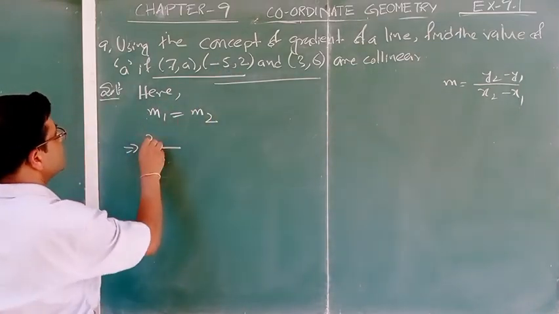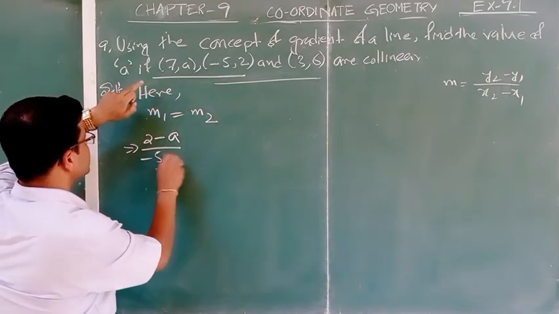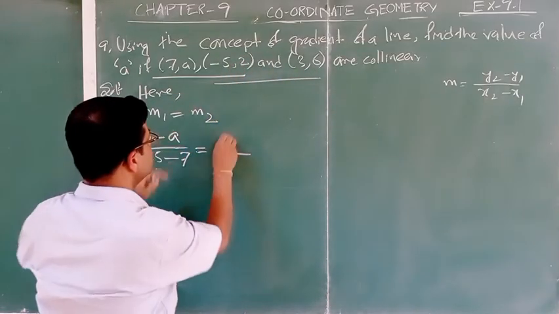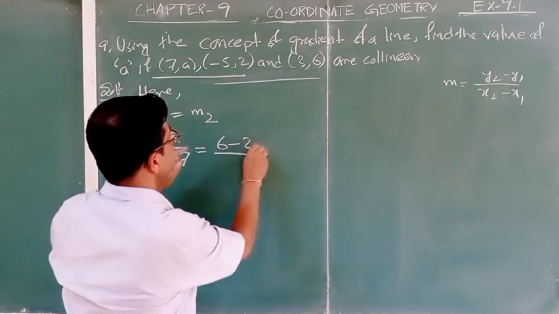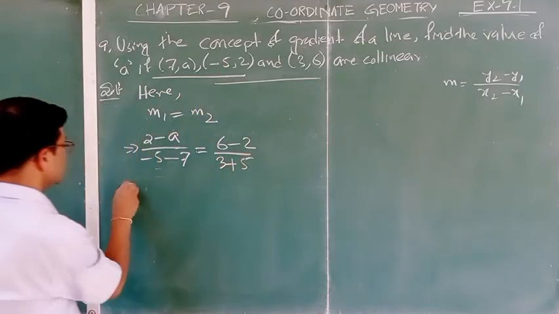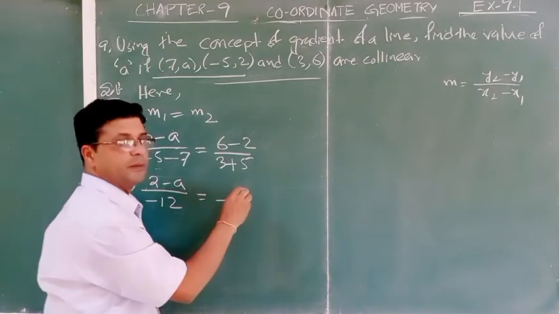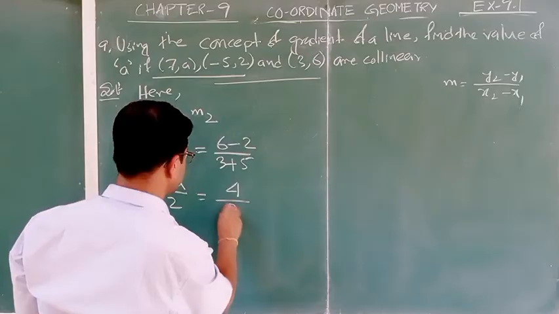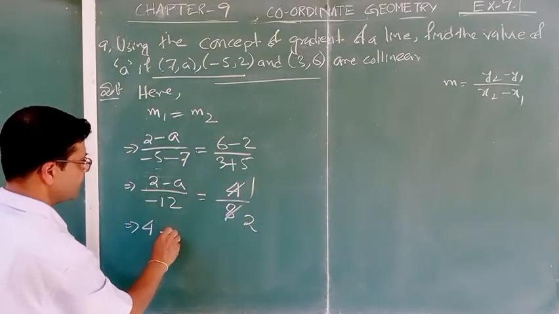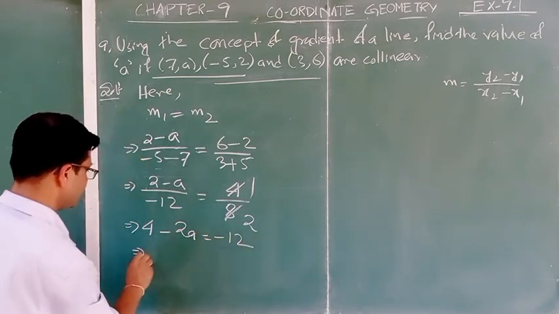m1 is 2 minus a over, y2 minus y1 over x2 minus x1, minus 5 minus 7, is equal to this 6 minus 2 over, y2 minus y1 over x2 minus x1, 3 minus of minus 5, so plus 5. This is 2 minus a, this is minus 12, got it? This is 6 minus 2, 4, and this is 8. Let us simplify. Let us cross multiply. 2 2 is 4 minus twice a, minus 12 into 1 minus 12. Got it? Very simple thing, you see.